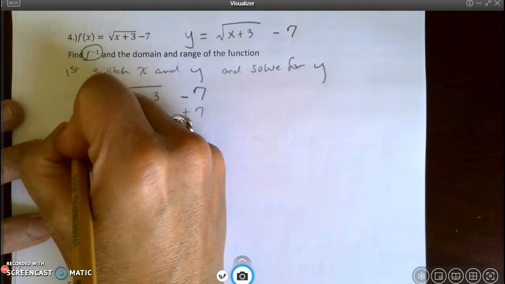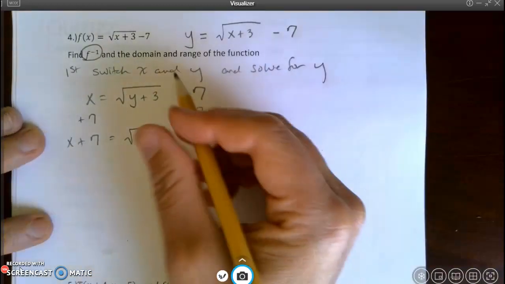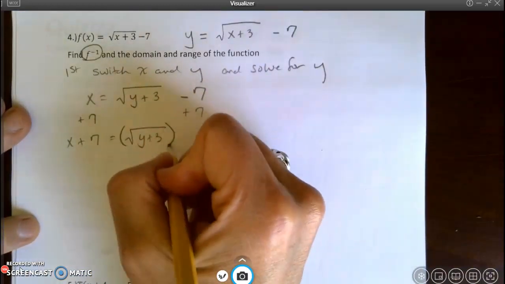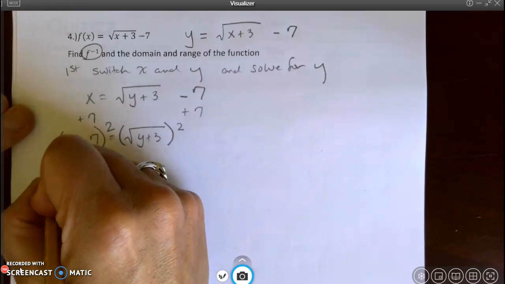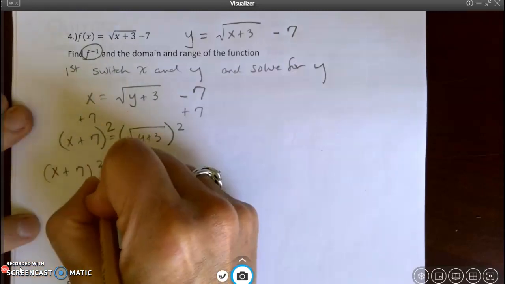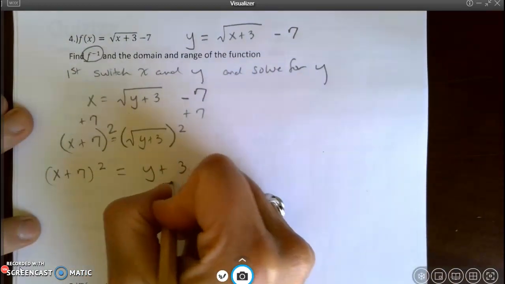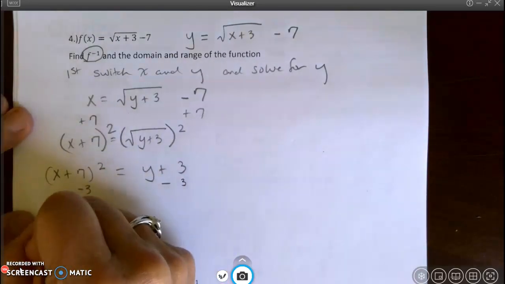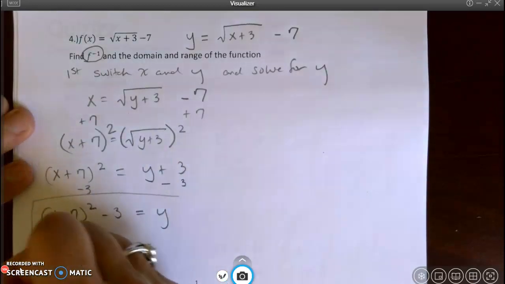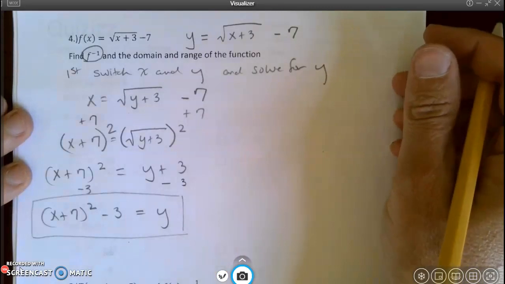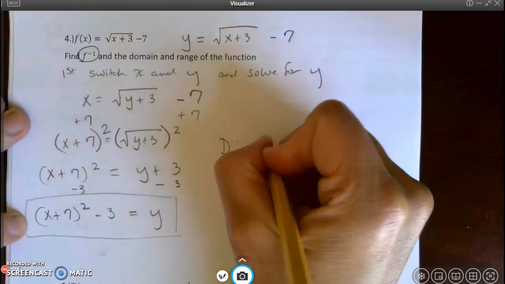Add 7. X plus 7 equals the square root of y plus 3. Got to get underneath that radical, which means I need to square both sides. And I'm going to suggest you leave this as x plus 7 squared equals y plus 3. Subtract 3 from both sides. So we get x plus 7 squared minus 3 equals y. And there is your inverse. The domain, we can see that it's a quadratic. Domain is therefore all reals.